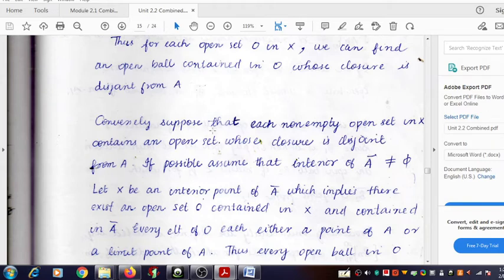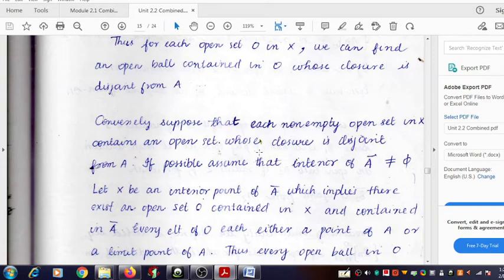We assume that the following is true: each non-empty open set in X contains an open ball. Actually, it contains an open ball. Each non-empty open set in X contains an open ball. That correction you can make here.